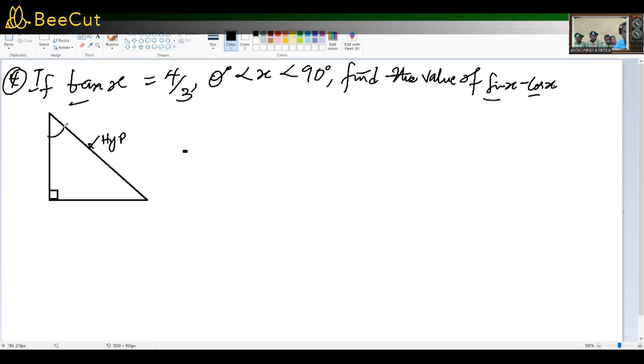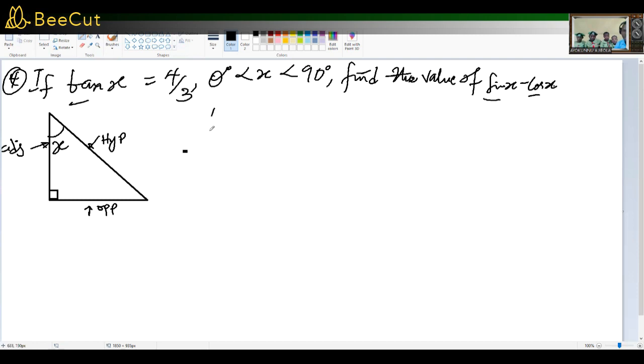So let's put our angle here. Call it our x, because they didn't give us theta, they gave us x. So angle x is here. Where is the line facing angle x? It's the base, and that is the opposite to x. So this line is going to be labeled opposite. The line that joins the angle to the right angle is called adjacent.